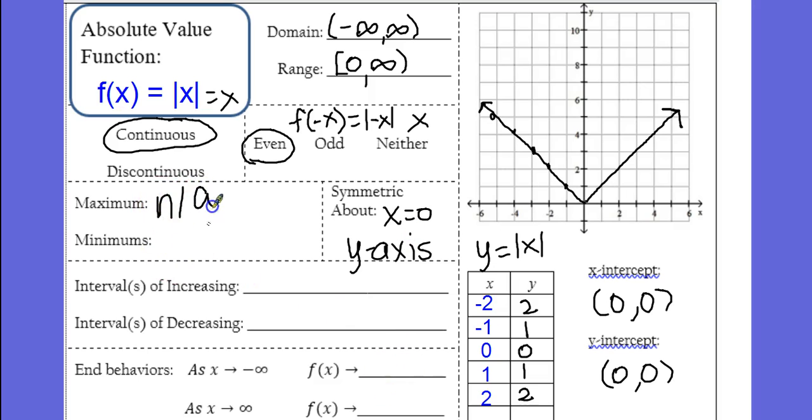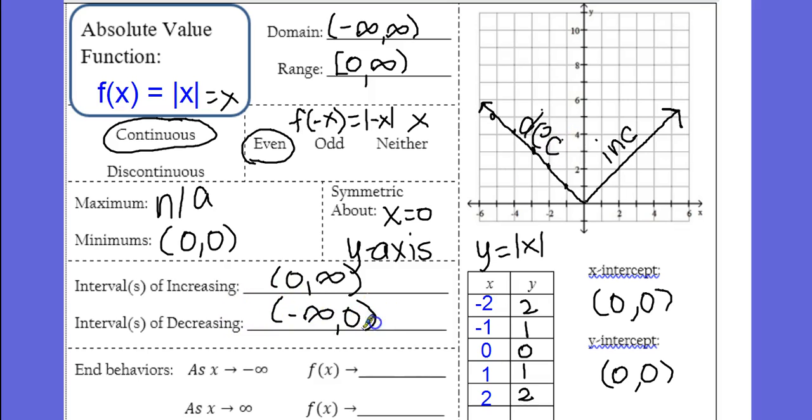Does not have a maximum, but does have a minimum. Okay, increasing from 0 to infinity, decreasing from negative infinity to 0. Okay, since it's even, the end behaviors have to go in the same direction, don't they? So as x approaches negative infinity, y approaches infinity, and the same thing on the right. The further right we go, the higher we go. The further left we go, the higher we go.